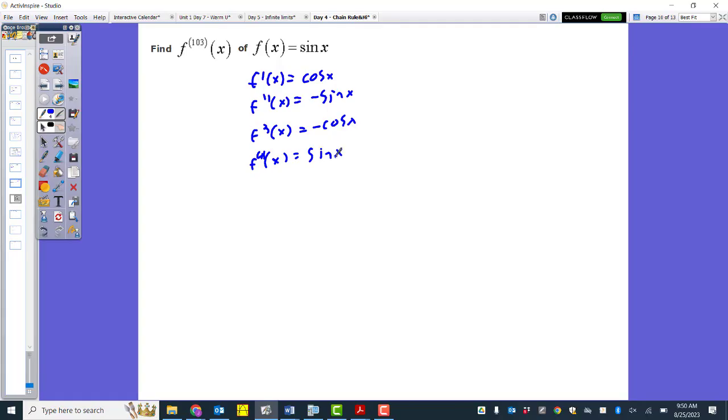So if we think of this as how close is this to the 4th derivative in the pattern, well, it's 1 less than 104. So 104 would be right here. We'd be back to the 4th derivative, which means 103 would be right here at the 3rd derivative. So the 103rd derivative of sine is going to end up being negative cosine. There are only a few functions that do this, cosine and sine being the big ones, where it's going to repeat like that, and you can jump onto those patterns.